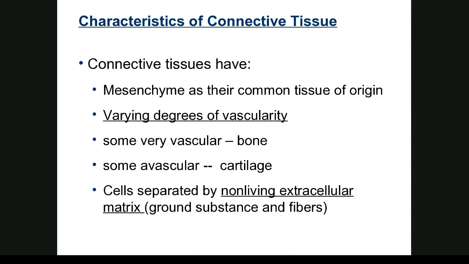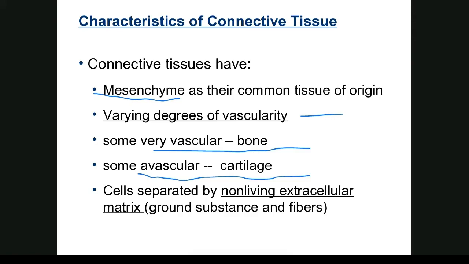Okay, they all have some things in common and then a lot of things that are not in common. They all come from mesenchyme in the early embryonic tissue. Varying degrees of vascularity. Bone is very vascular. You break a bone, it's going to bleed. It's also going to have a better chance of healing because of that vascularity. Cartilage does not have vessels, so it gets its nutrients by simple diffusion, and you'll find that it's not going to be easy for it to heal.